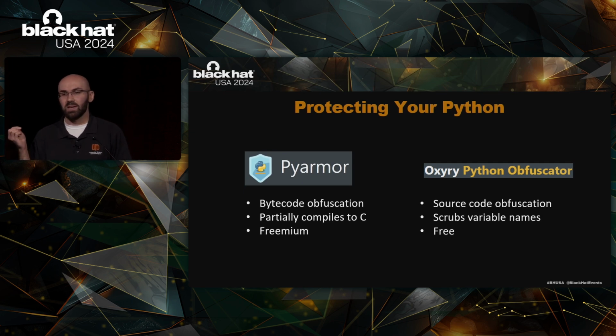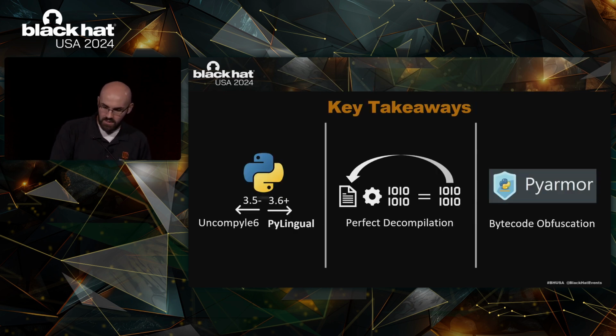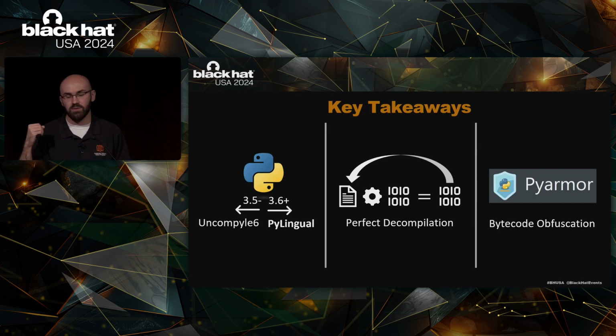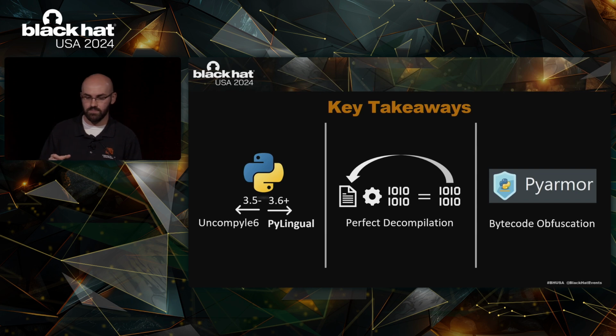None of these are going to stop a dedicated expert, but they will make it a pain to get through your code. So the key takeaways are that PyLingual is the best available Python decompiler for Python versions 3.6 and above. For older Python versions, uncompyle6 is still great. Perfect decompilation provides case-by-case correctness guarantees and supports post-hoc error correction. And finally, bytecode obfuscation tools are currently effective against automatic Python decompilers.